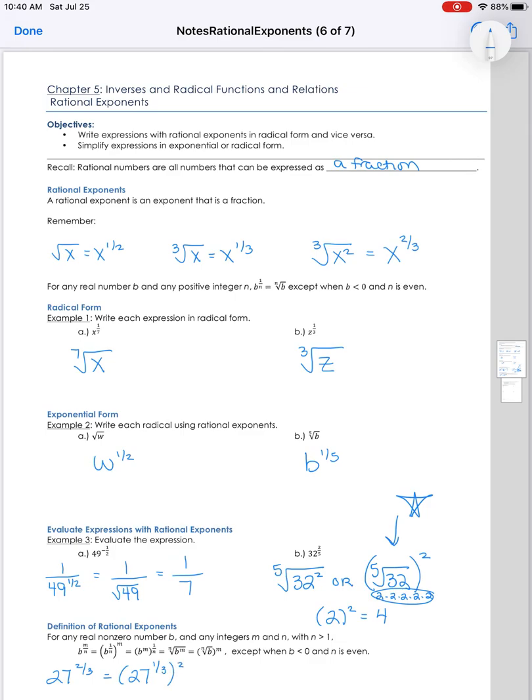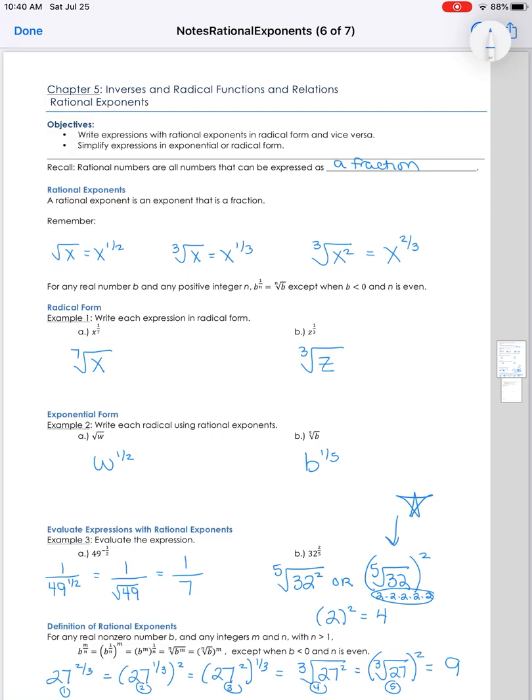For any real number b, these are all different ways of writing the same thing. I know that might look confusing, so I'm going to give you an actual number here. If I give you 27 to the 2/3, using our rules of exponents, that's the same thing as 27 to the 1/3 raised to the 2nd power. Or I could say 27 to the 2nd to the 1/3, because both of those last two, we multiply the exponents together.